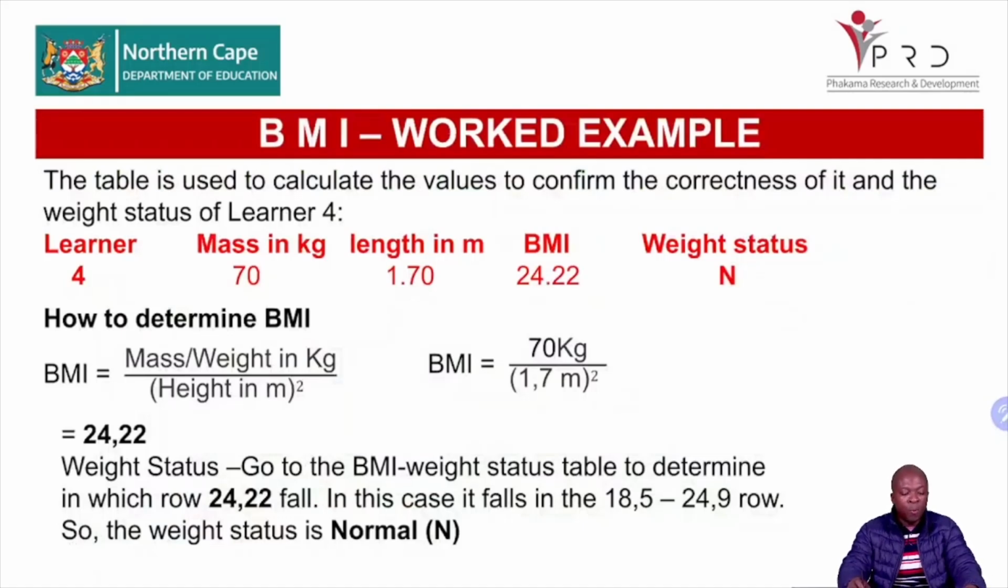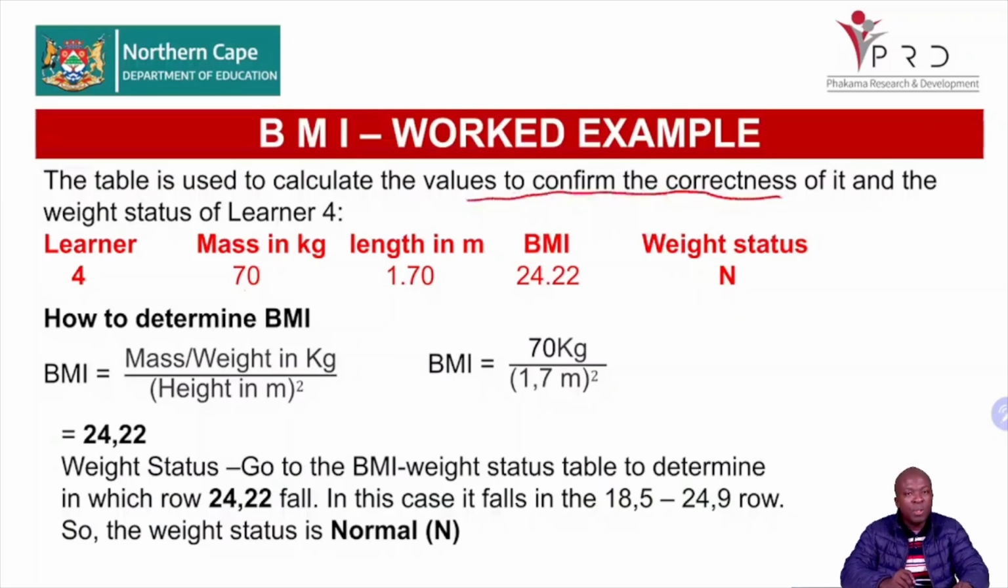So let's look at a worked example. It says the table is used to calculate the values to confirm the correctness of the weight status of learner 4. So we are just talking of any random learner, say learner 4. Maybe it's your friend. We are just making it up here. The mass, or how heavy the learner is, is 70 kg. The learner is 1.7 meters tall. The BMI for that learner is 24.22. The weight status is normal. So here we are just confirming if the values are correct.